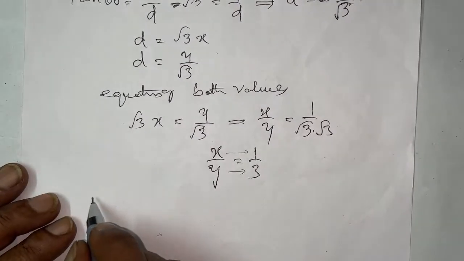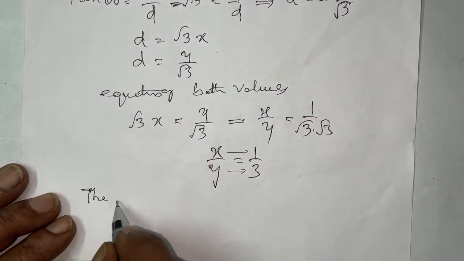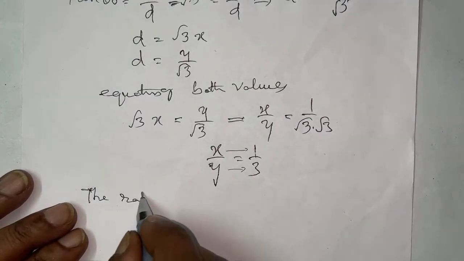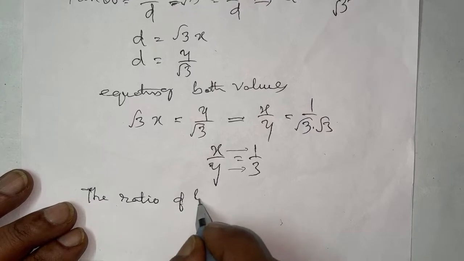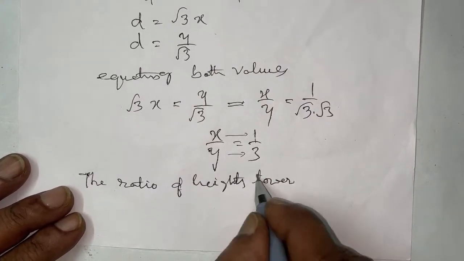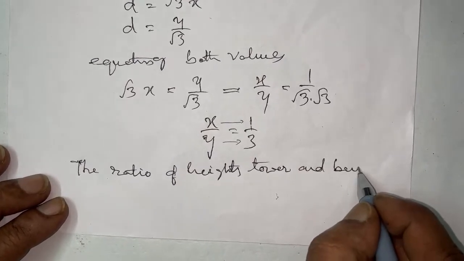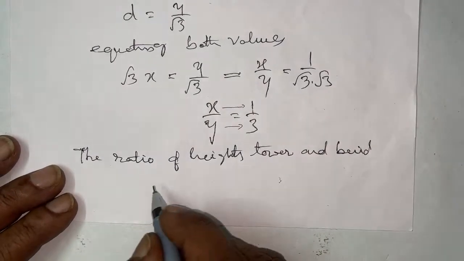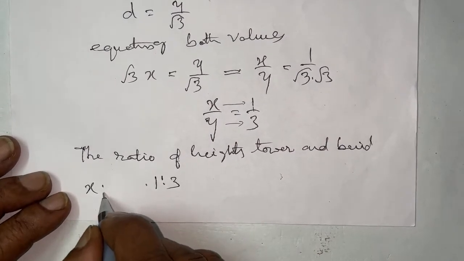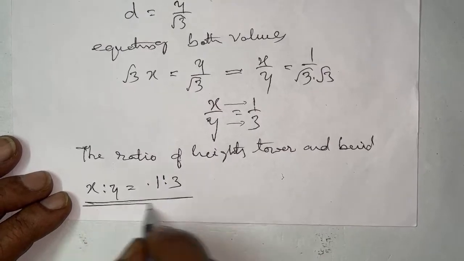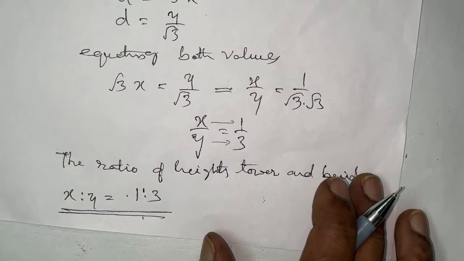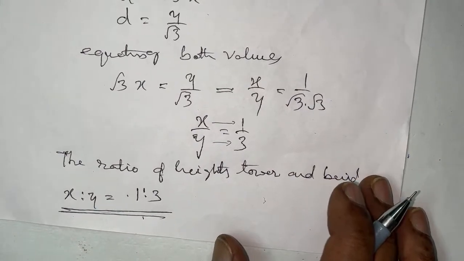The question is asking for the ratio of the heights. We don't want particular heights. The ratio of heights of tower and building is 1:3. That means X is to Y is equal to 1:3. This is the value. And I'll come back with the other 5 problems tomorrow, the last part.